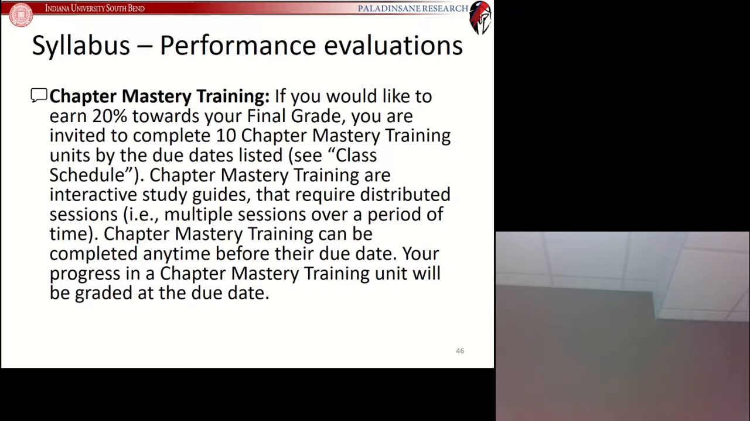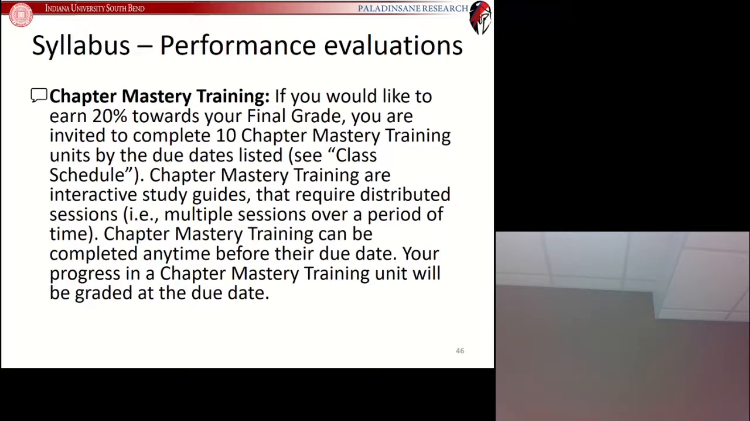What these are is interactive training and study guides that are built into your textbook that basically analyze where you're at and then give you practice to take you to the next steps, to help you learn the material, memorize some of the material, and get that practice in. Explore these, check them out. They can be completed anytime before their due date.